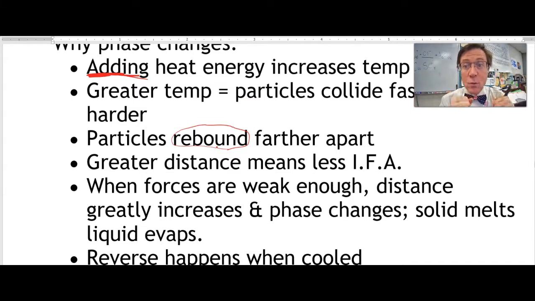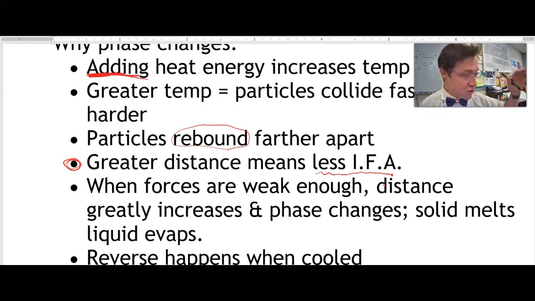And when they rebound and get taken away and apart from one another, that really affects their ability to hold on to one another. It affects those intermolecular forces of attraction, right? Because the greater the distance you have, that means less intermolecular forces of attraction. So heating things up makes the particles move faster, they collide harder, and they rebound farther apart. And that further rebound, the more distance between the particles, causes the intermolecular forces of attraction to drop, drop, drop, drop. Are you guys getting what I'm saying?